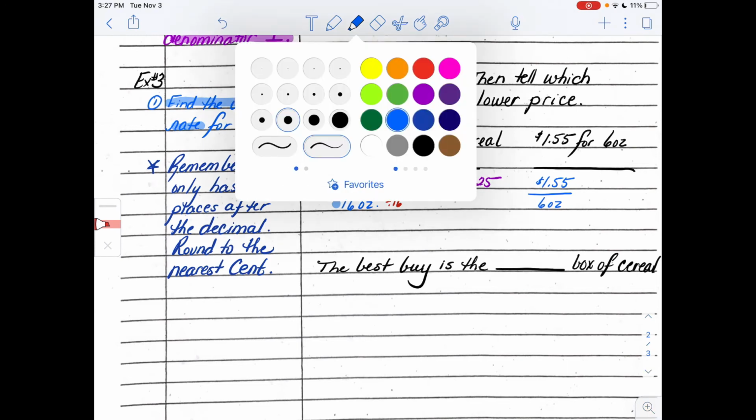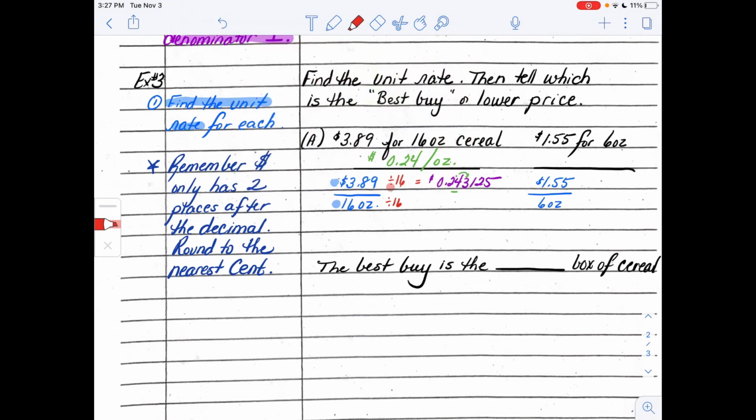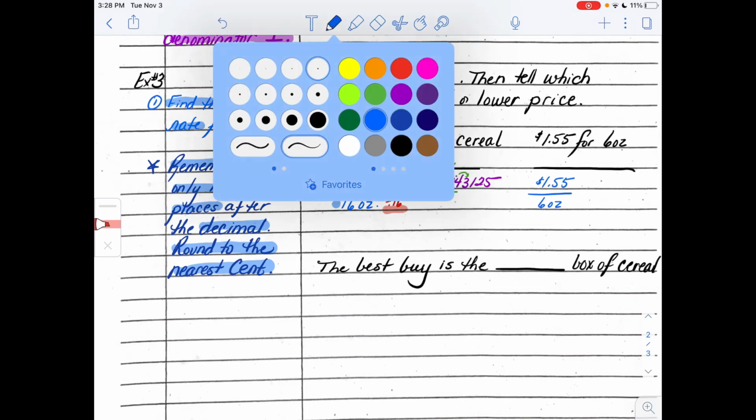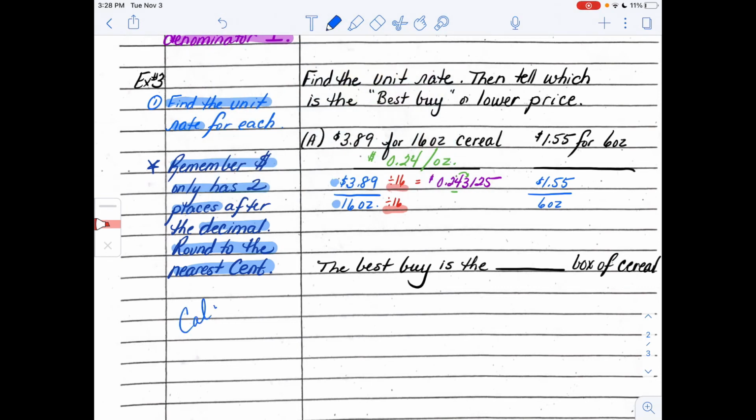I'm creating that unit rate by dividing the top and the bottom by 16. But I have to be very careful because since I'm talking about money, remember, money can only have 2 places after the decimal. So I have to round to the nearest cent. And it is okay to use a calculator for these when I give it to you on your work today. So yes, you can use a calculator. So on the calculator, it's going to give you 0.243125. Again, I can only have 2 places.